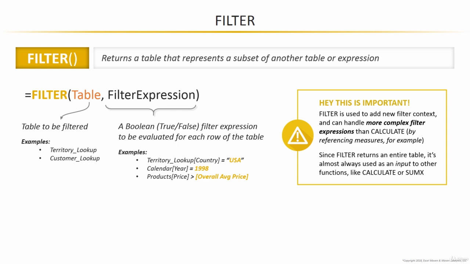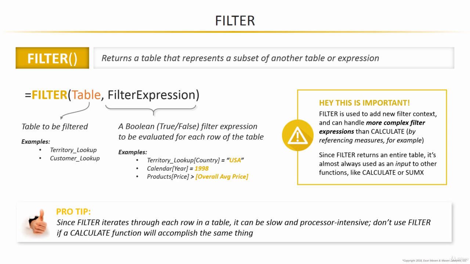And since filter spits out an entire table, you won't use it by itself. It's almost always used as an input to other functions like calculate or sumx, just like we saw with the all function as well. So little tip here: since filter is an iterator function, it can be slow and pretty processor intensive. Not a big deal at all if you're working with manageable file sizes, but as a best practice, don't use filter if a standard calculate function will get the job done.